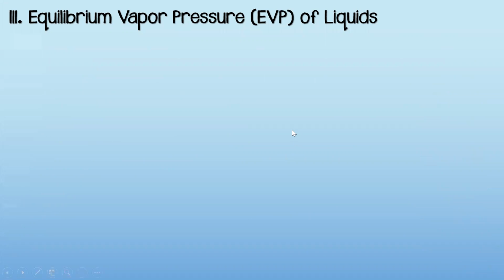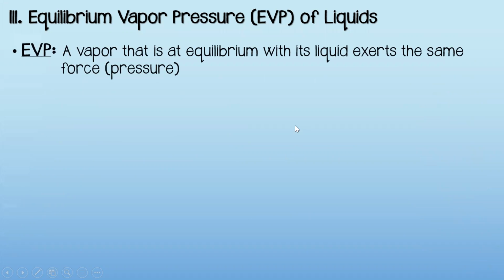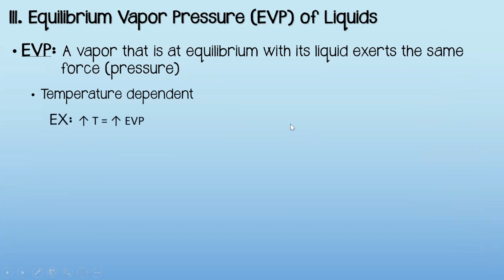So the equilibrium vapor pressure of liquids, or EVP. The equilibrium vapor pressure of a liquid says a vapor that is at equilibrium with its liquid exerts the same force or pressure as the liquid. So the vapor and the liquid are exerting the same force or pressure. This is definitely temperature dependent. If you increase temperature, you increase the EVP.